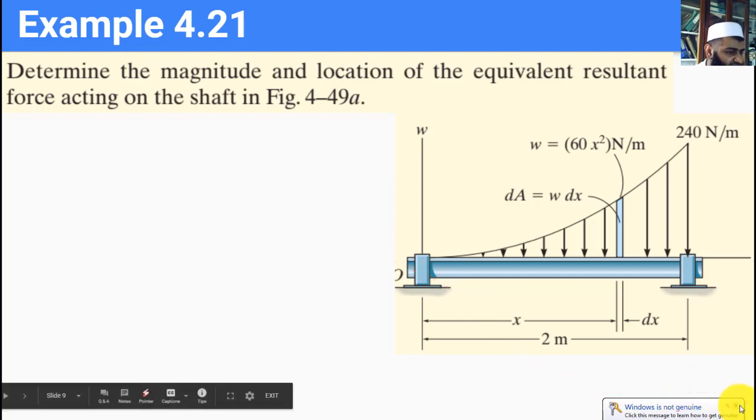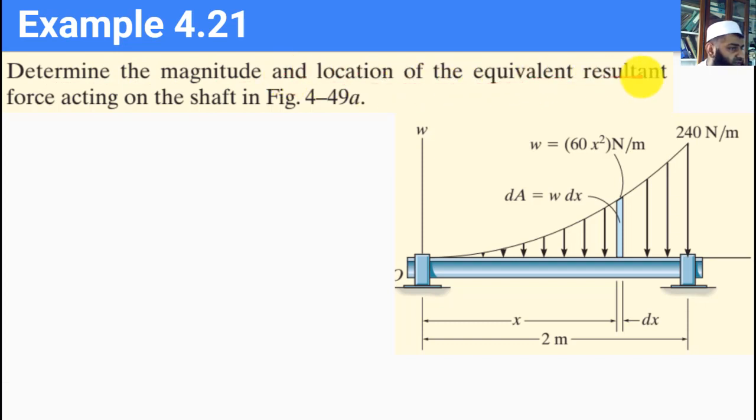Okay, so this is the example that we want to look at. Determine the magnitude and location of the equivalent resultant force acting on the shaft in figure 4-49a. This is again an example from our book, and so we have this distributed loading curve which is given by w equal to 60x squared Newton per meter, and so we want to find the magnitude and the location of the resultant force. So first of all, let's find the magnitude of the resultant force.